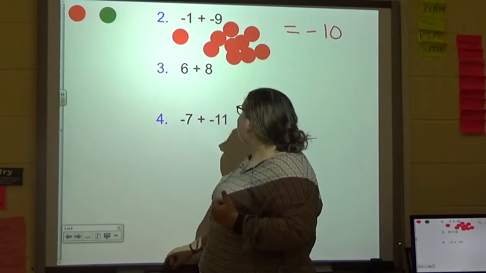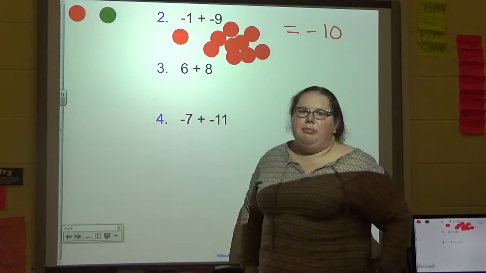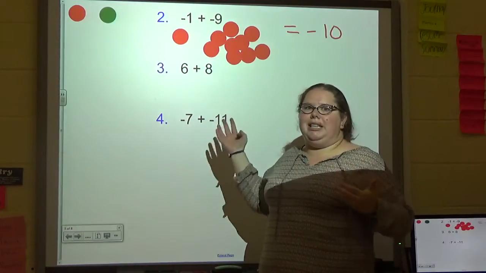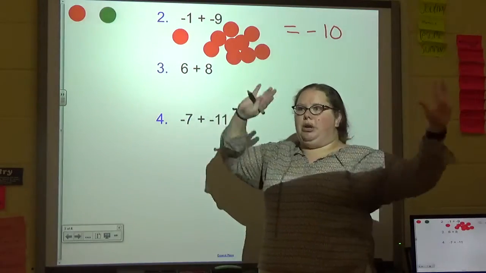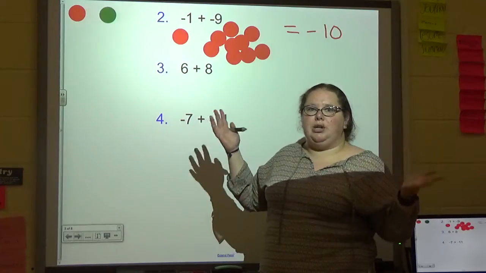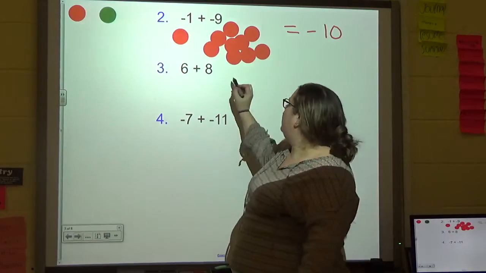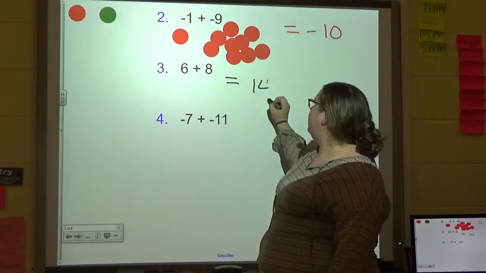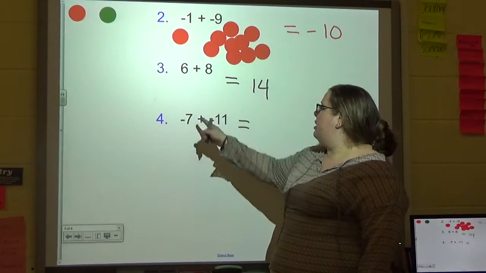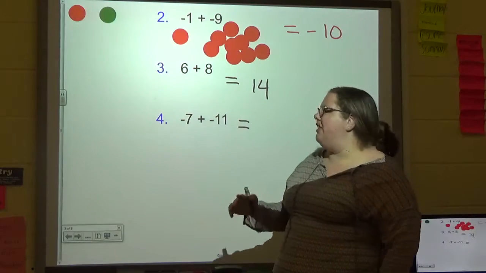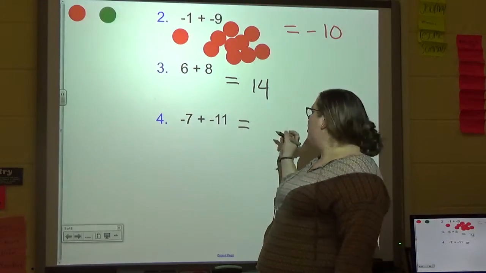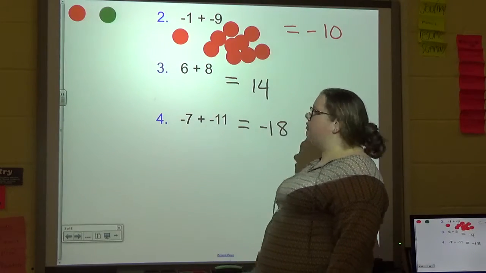Now, 6 plus 8. I like to throw that in there because whenever we deal with signed numbers, integers, when I throw a really easy one at you, sometimes you get so bogged down by all your rules that you forget how to do the easy one. So the easy one, what's 6 plus 8? 14. -7 plus -11. Again, they're the same sign, we're just adding them together. -18. Okay?